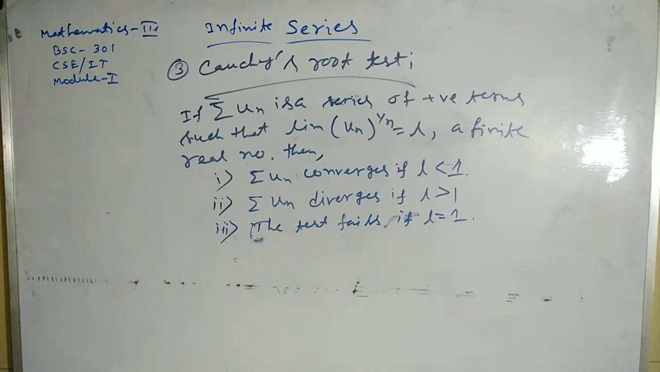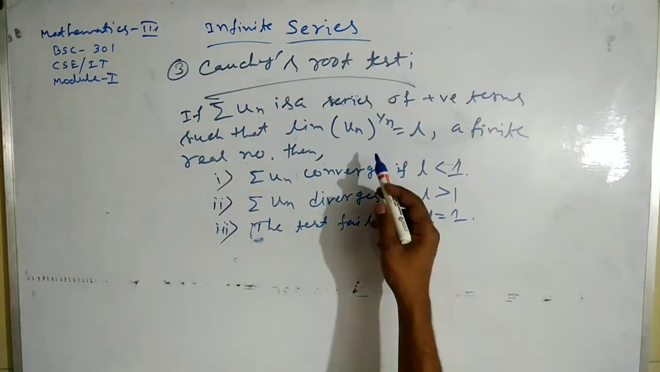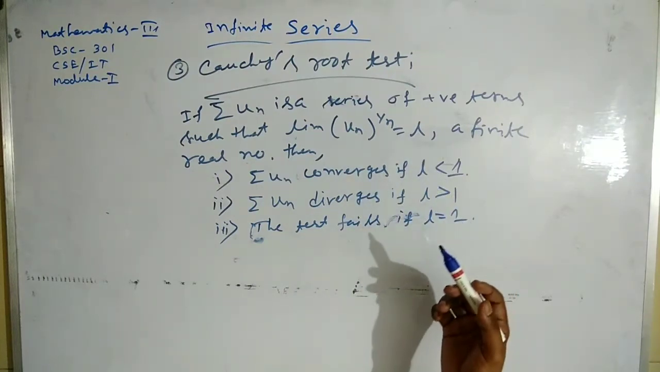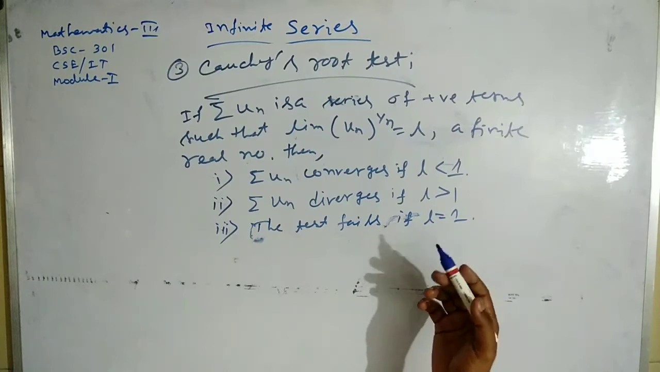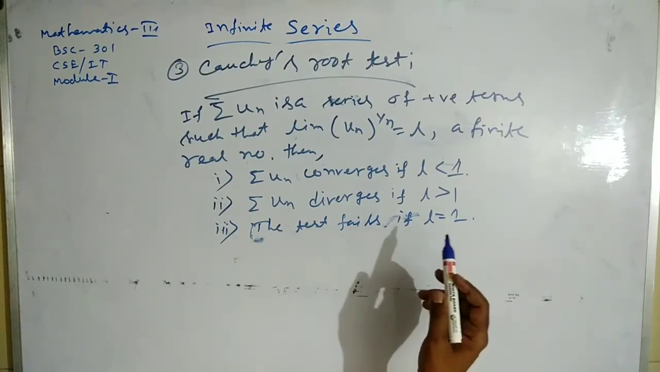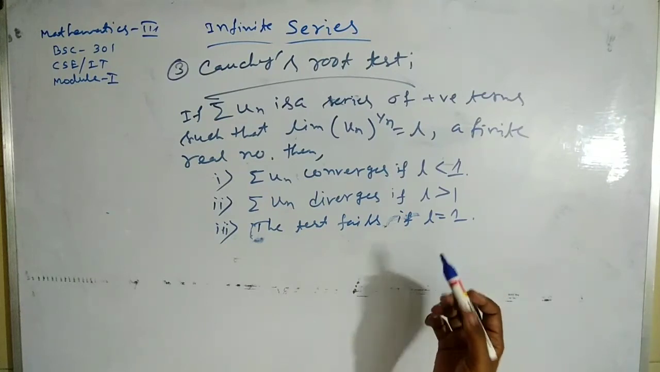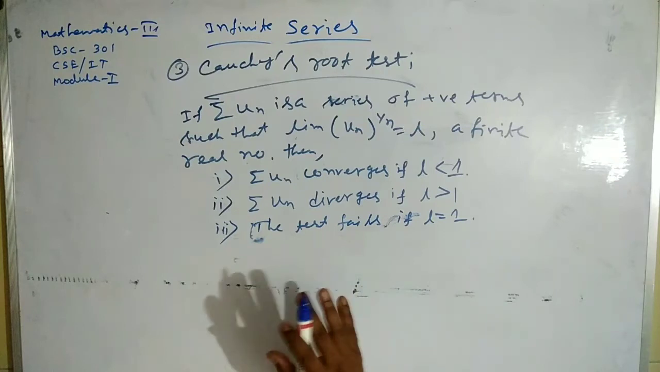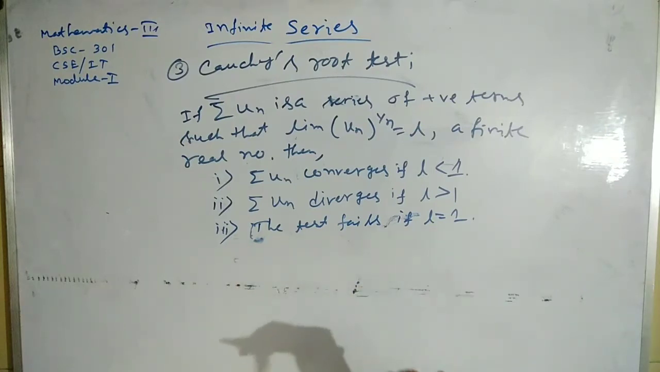So if the limit of un whole to the power 1 by n is L, which is a finite real number, and if L is less than 1, the series is convergent. If L is greater than 1, the series is divergent, and if L equals 1, this test fails. From this test we can't conclude anything, so we have to apply another test.